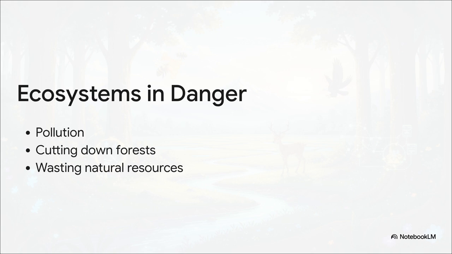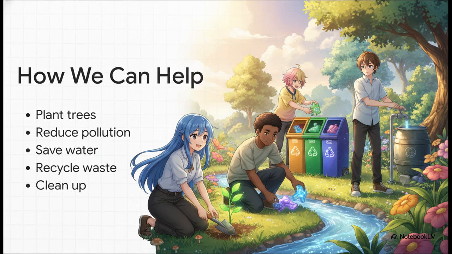Our ecosystems are in real danger from some very specific destructive actions. Heavy pollution, massive deforestation, and just carelessly wasting our natural resources. And remember that loop we talked about? When we disrupt those abiotic factors, it directly devastates the biotic factors. But it's not all doom and gloom. We can actually do something about this.